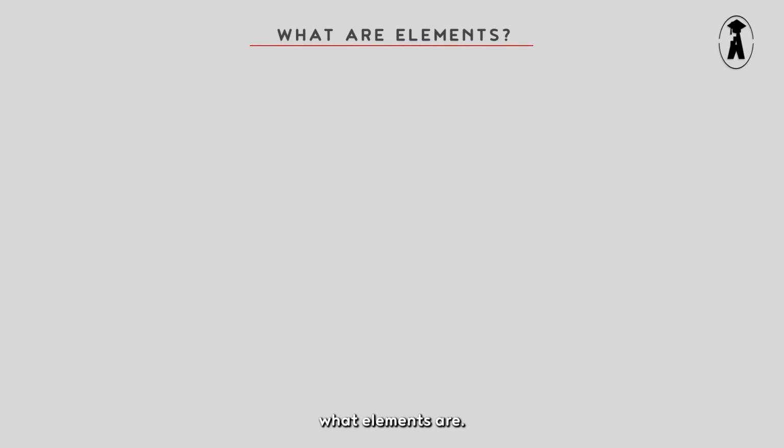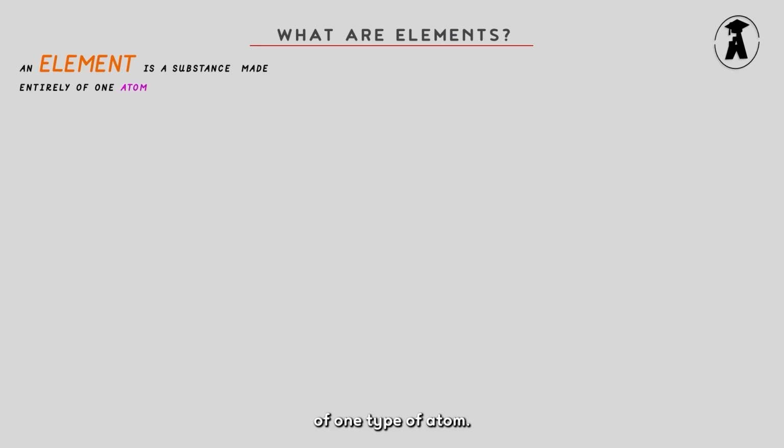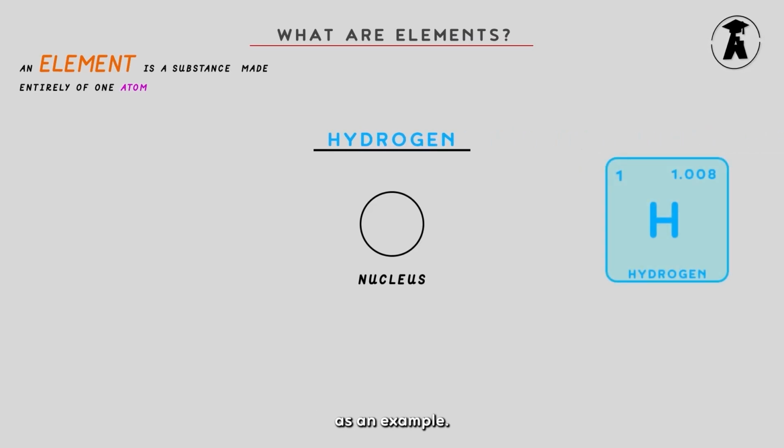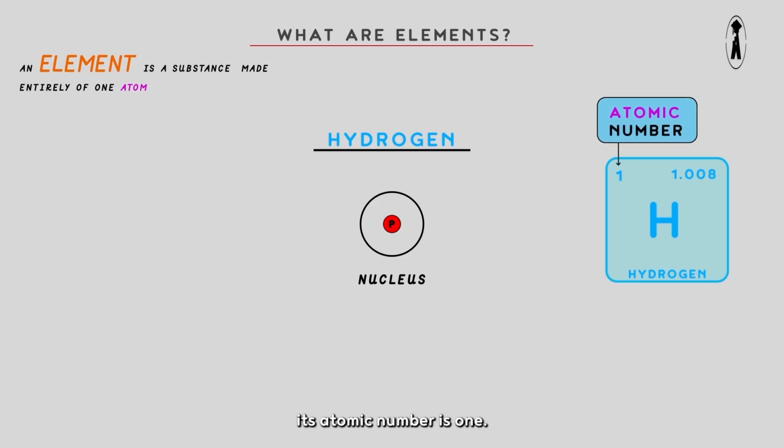Now let's take a look at what elements are. An element is a substance made entirely of one type of atom. Each element has a unique atomic number, the number of protons in its nucleus. Let us take hydrogen as an example. Hydrogen has one proton in its nucleus. Therefore, its atomic number is 1. This means every hydrogen atom has exactly one proton.